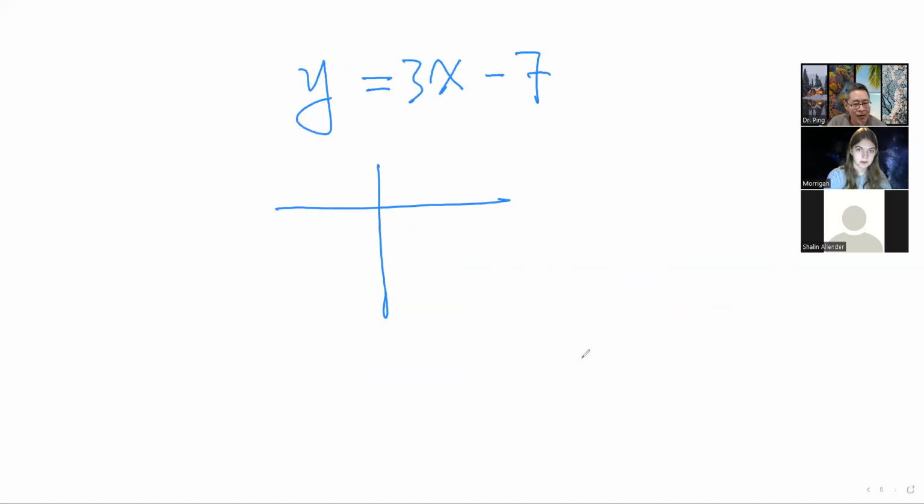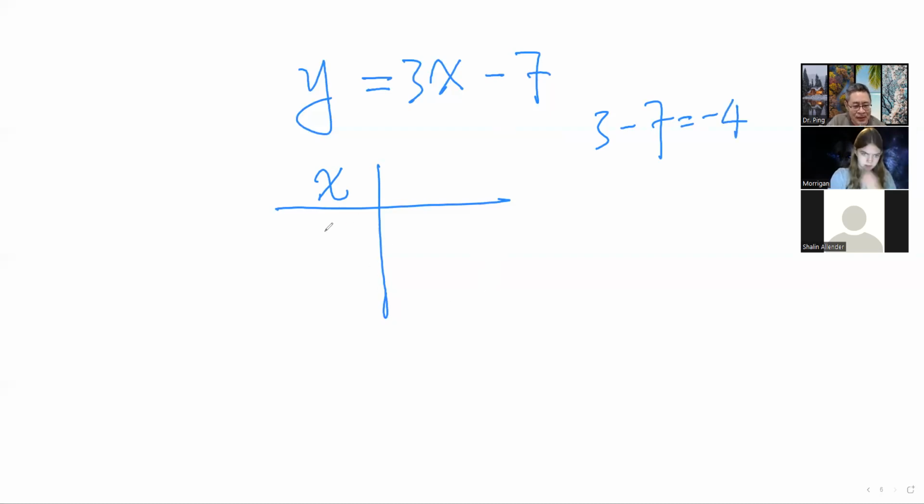Okay, now if x is 1, y won't be 5. Because 3 times 1 is 3, then 3 minus 7. Would it be -7? What would 3 minus 7 be? It will be -4, right?